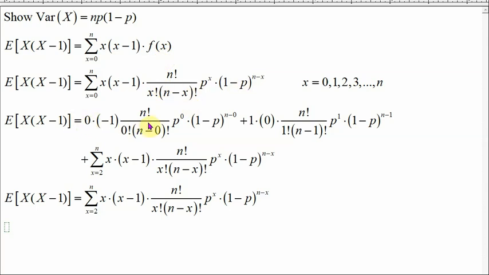And then here I'm writing out the first two terms. When x is 0, we get 0 here, and we get negative 1 here. And then when x is 1, we get 1 here, and we get 0. And then the rest of the terms is going to be the sum with x starting at 2. We can see here that this term will be 0, and this term will be 0. And therefore, the expected value of the expression x times x minus 1 is going to be this sum right here, with x starting at 2.